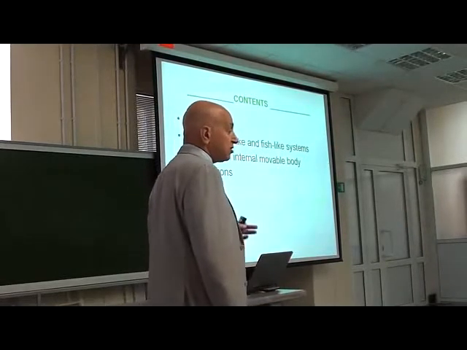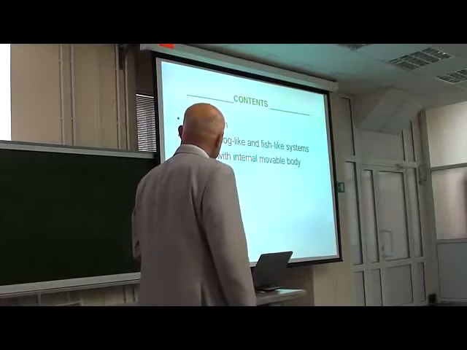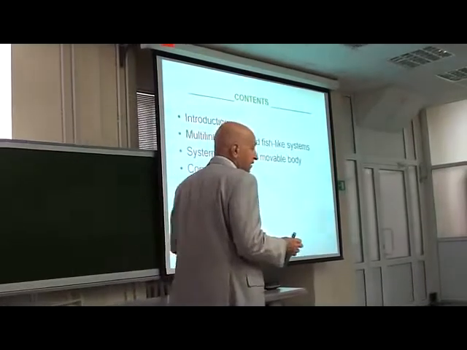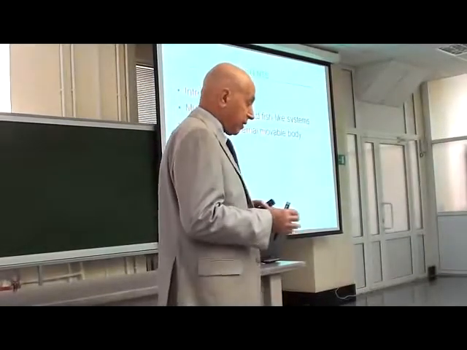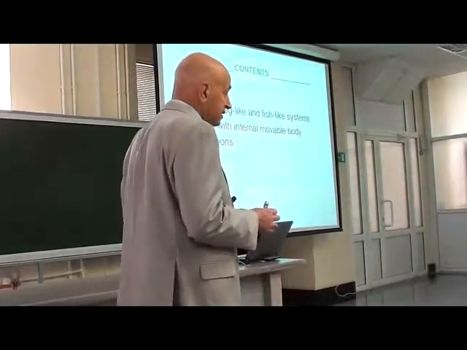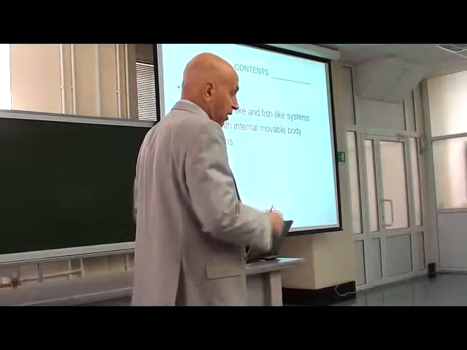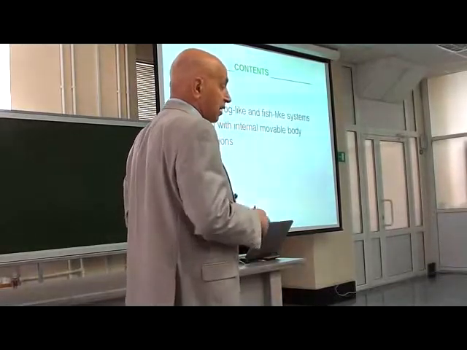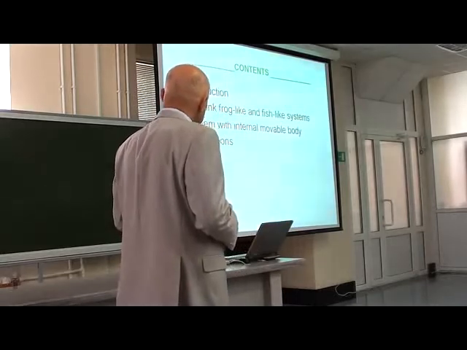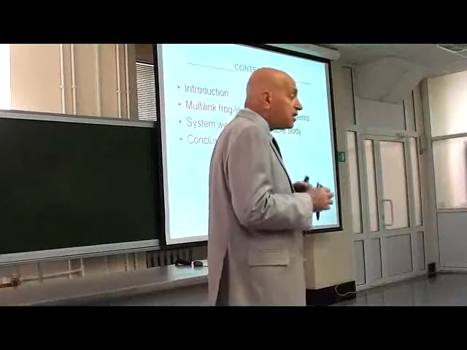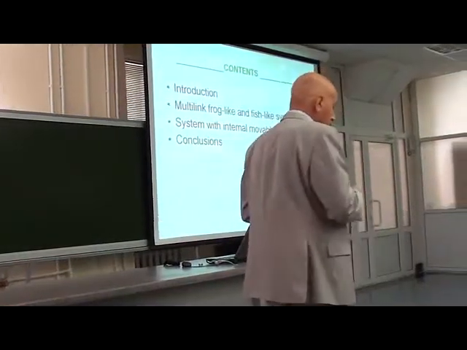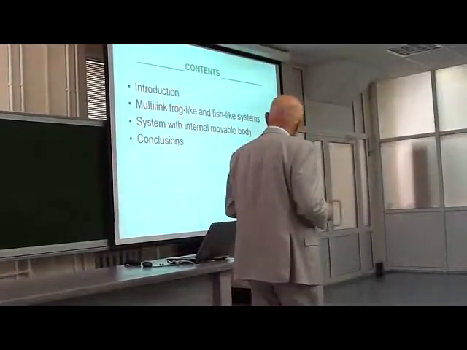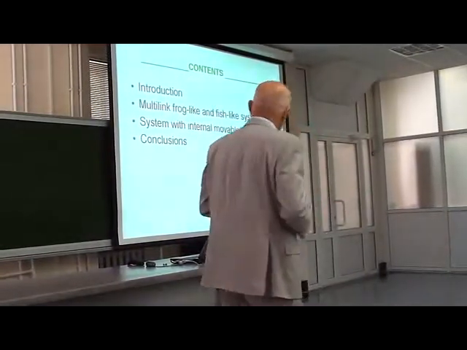that can move in a resistive medium. First is a frog-like or fish-like system that has a link attached to it, and by vibration of these links, the body can move progressively in the resistive medium. And the second system is a system containing an internal movable body. And due to the motion of this inner body, the system also moves progressively.